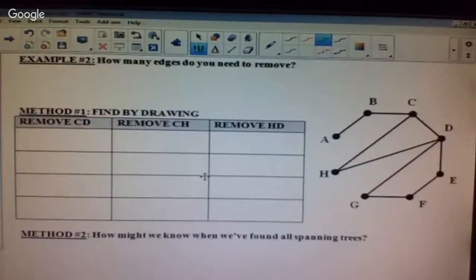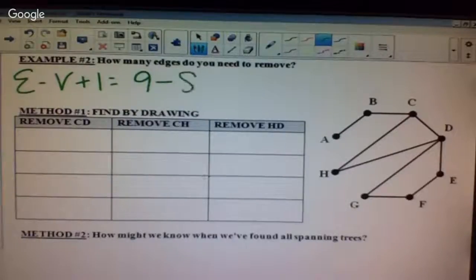Okay. Take a look at this one. We added on one more line that connected F to E. Okay. So I now have how many edges? 9. I now have 9 edges minus 8 vertices plus 1. I need to remove 2 edges now. Okay. So I need to remove one edge that causes this to no longer be a circuit.